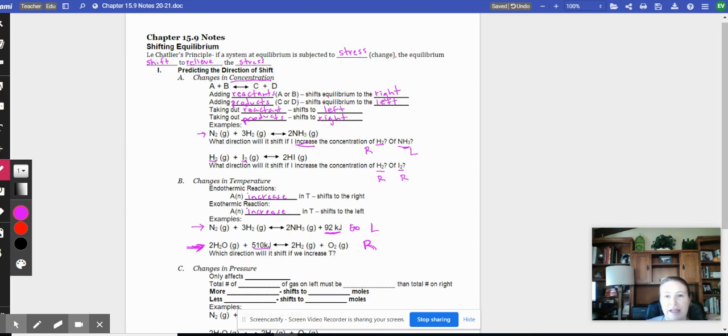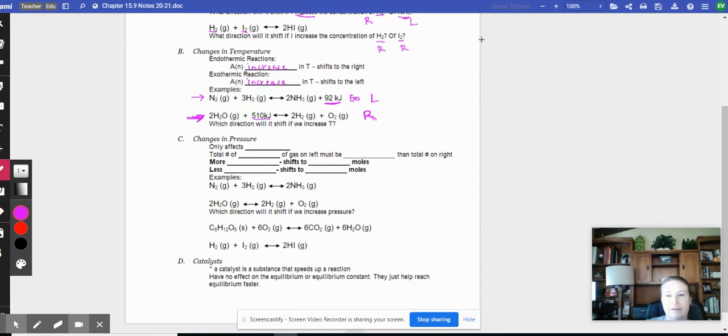Okay, hopefully the concepts behind it make sense, because you're not going to be able to memorize. You just have to be able to look at what direction it's going to shift based on what we know about that equation. Okay, and let's see if that's true. Yeah, let me see if that's true.